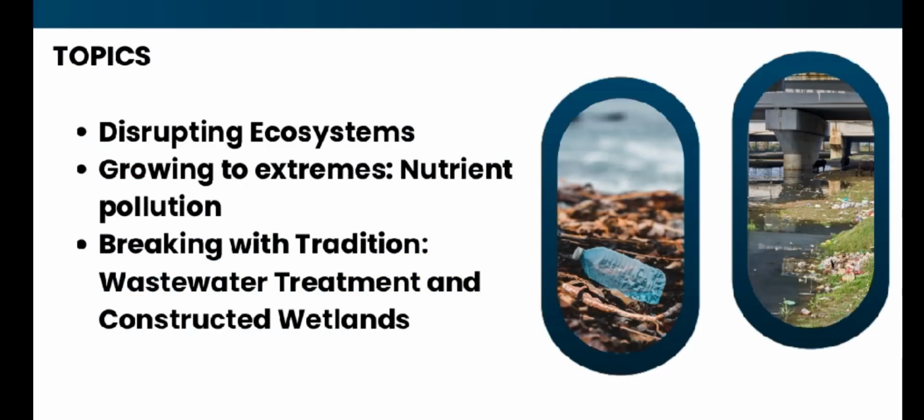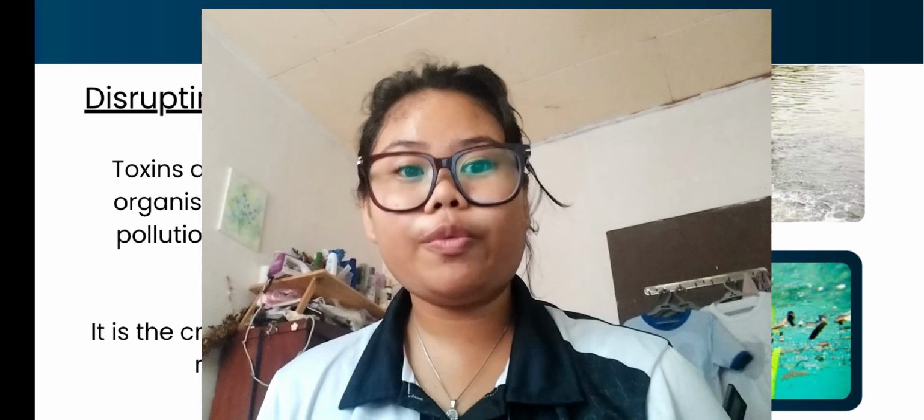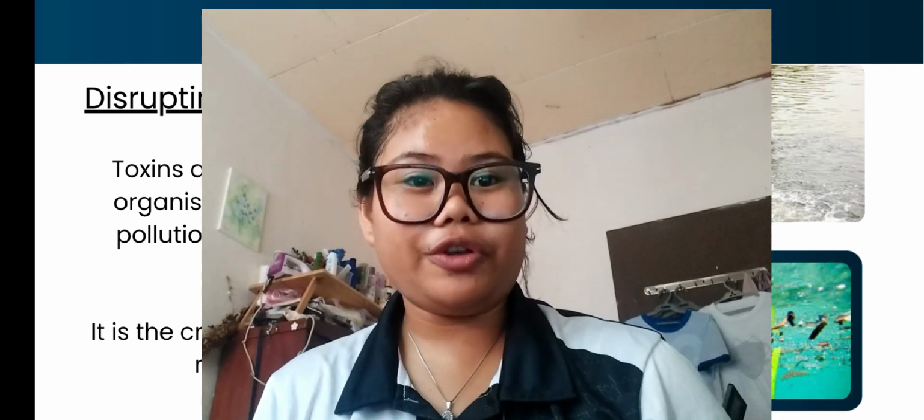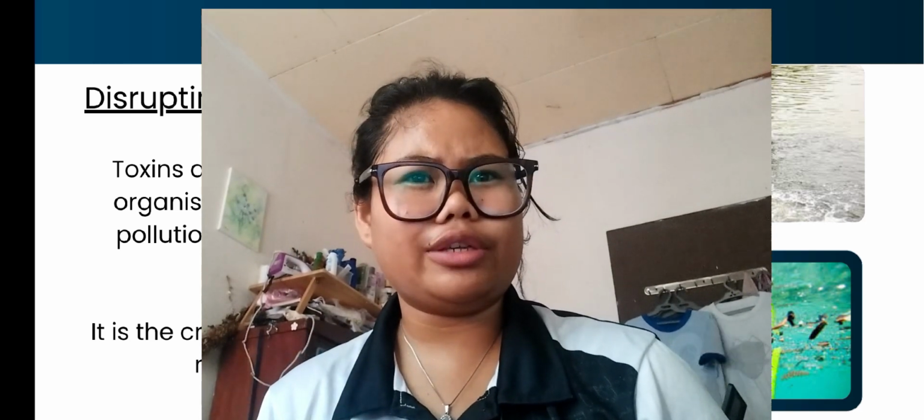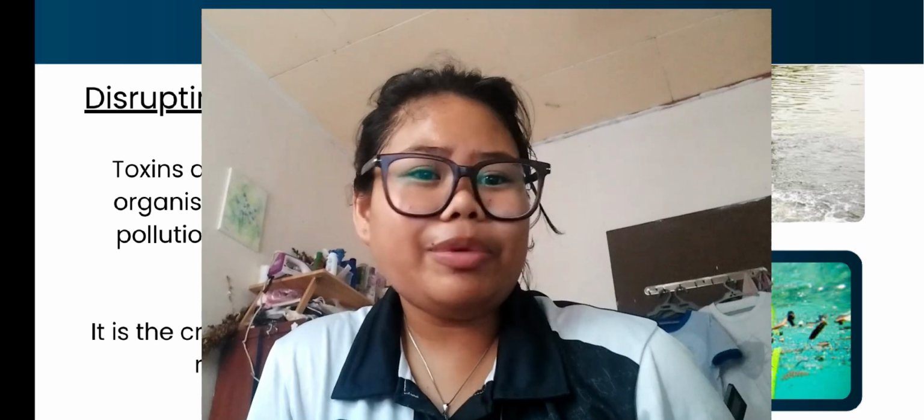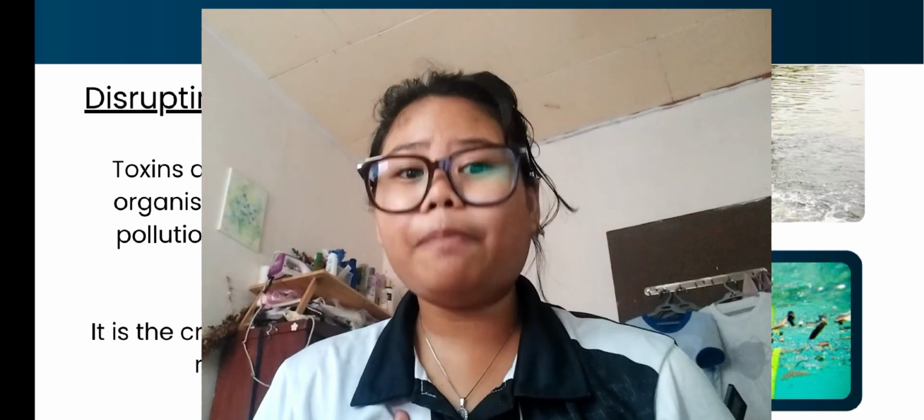So here are the topics: disrupting ecosystems, growing to extremes nutrient pollution, breaking with tradition, wastewater treatment, and constructed wetlands. Before we proceed, let us first recall chapter 10, water resources, and relate it to what will happen if these resources become polluted.